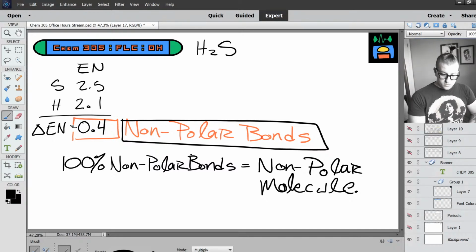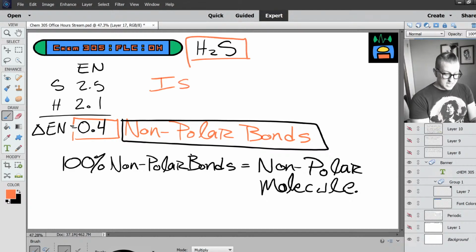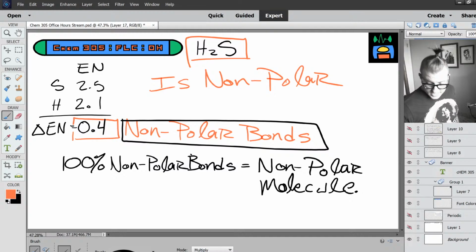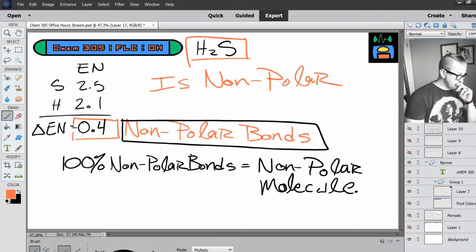So H2S is nonpolar. So Jen, your first question, sorry, I'm scrolling all the way back up, is nonpolar covalent. It is not polar. It is not polar at all. So it is 100% nonpolar because it only has nonpolar bonds.